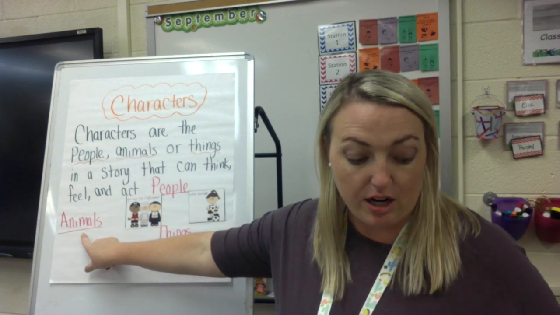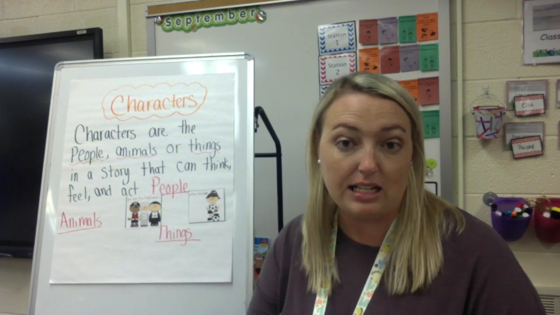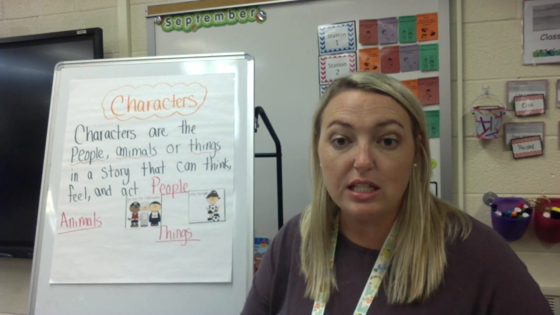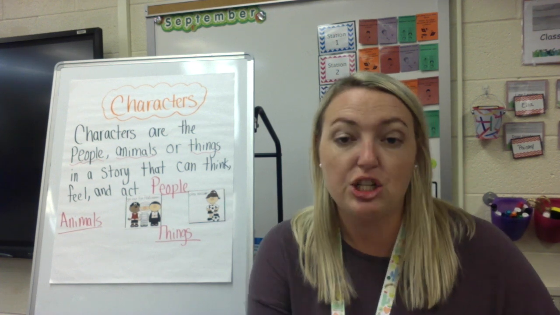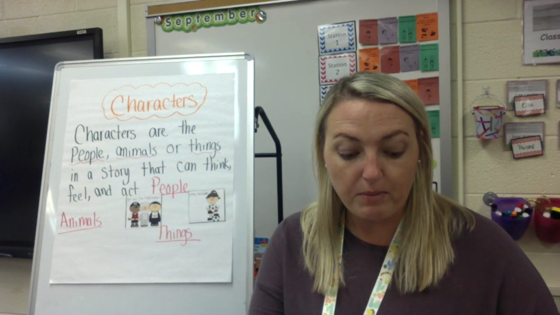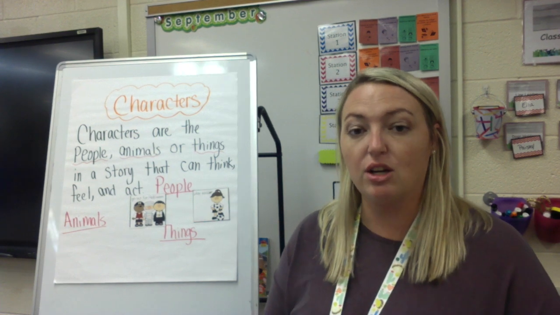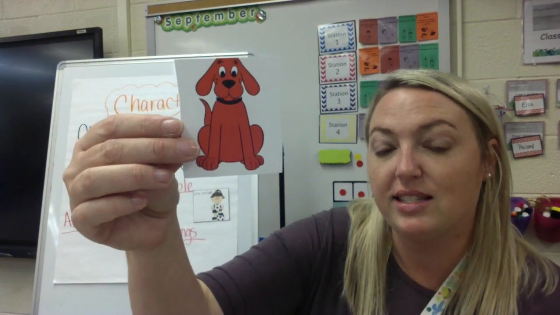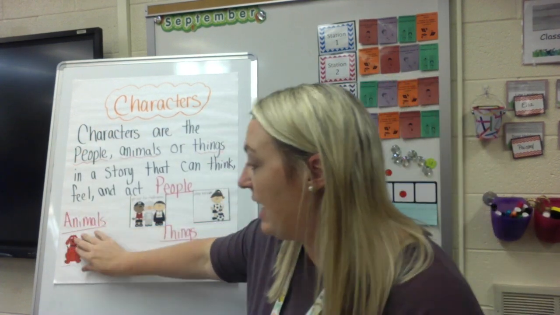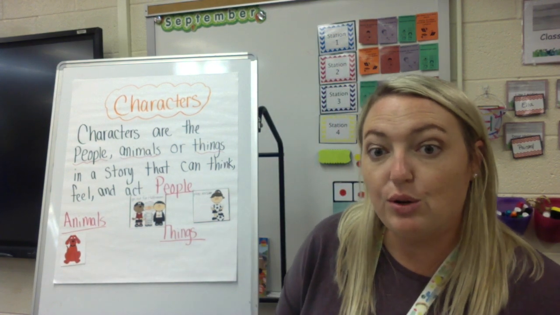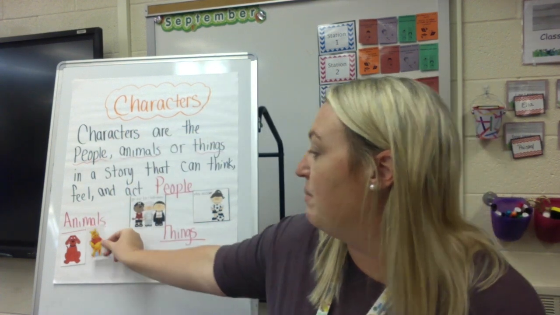Animals can also be characters in the story because they sometimes talk, and they can feel and act in our stories because a lot of times our stories are fiction, meaning they're not real. The author has used their imagination to make the story up. So if they want an animal to talk in the story, then they can do that by using their imagination. Who knows who this character is? That's right, it's Clifford. Clifford is a character that we see a lot. Who knows who this character is? Winnie the Pooh. He's a character we see in books.